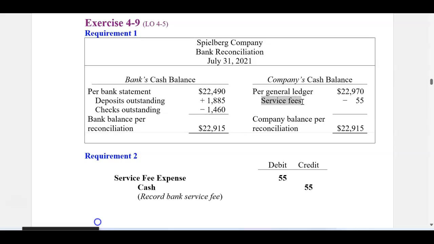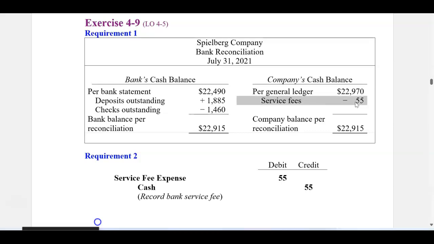But what you deduct is something like a service fee. Service fee is a deduction because it's a debit memo in your bank statement. A debit memo is bad news. That means they debited your account in the bank. And that's $55 in this scenario.